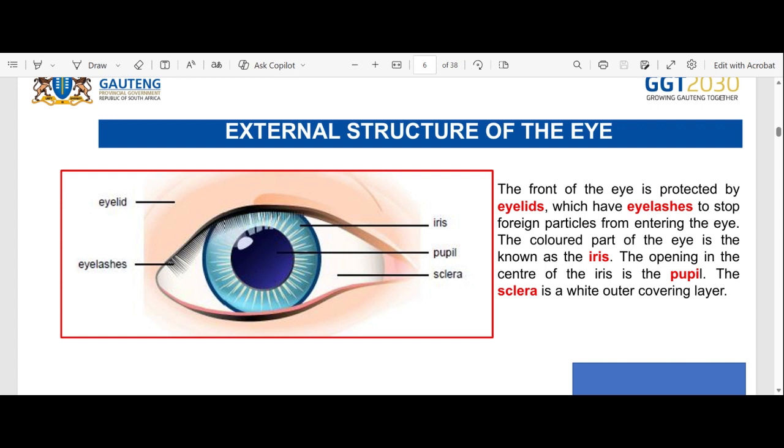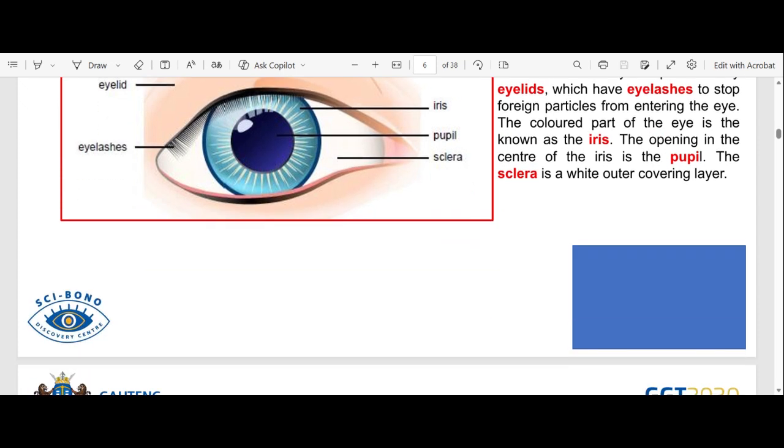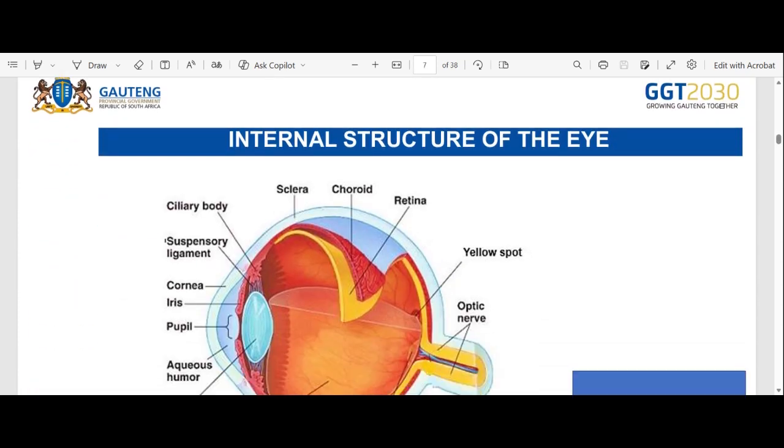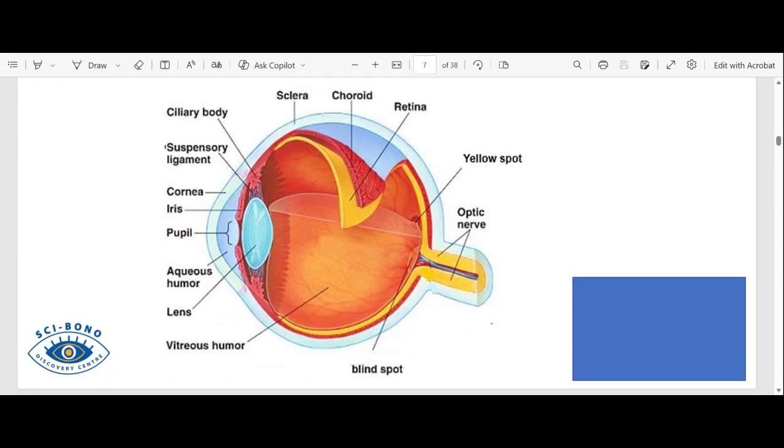Let's just continue and go into the internal structure of the eye and explain each and every function. So the eye is divided into three layers, right? So the first layer is the sclera. This layer, if you can see it, look at my pointer here. The sclera, you see the sclera. So what's the function of the sclera?